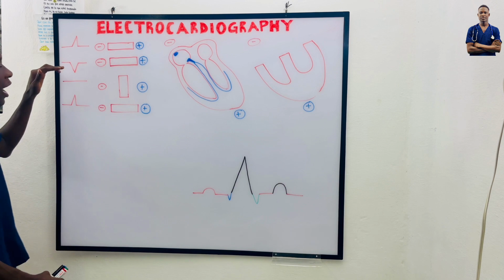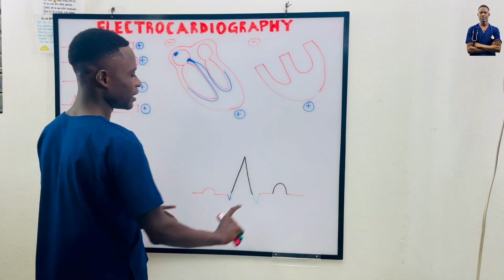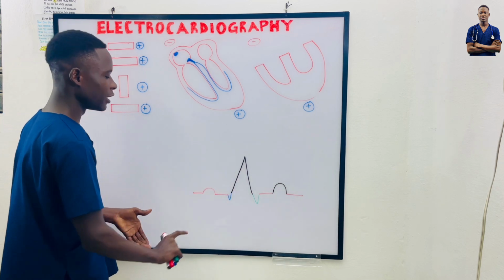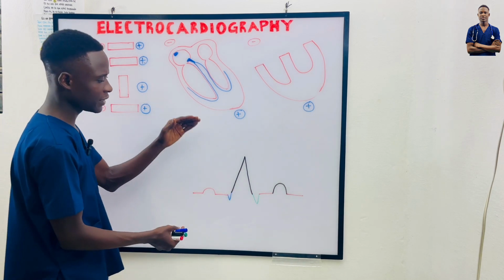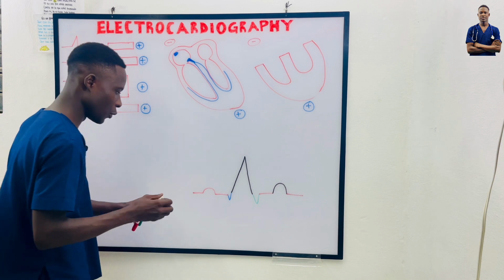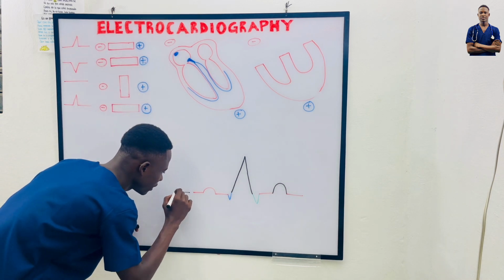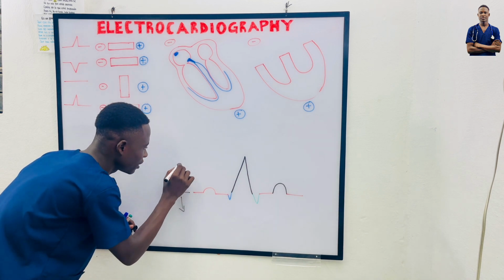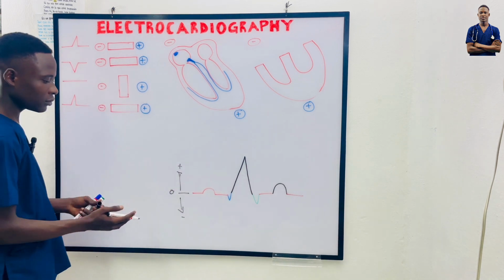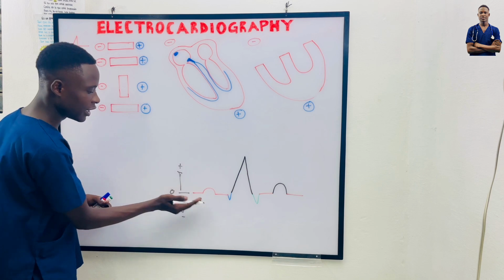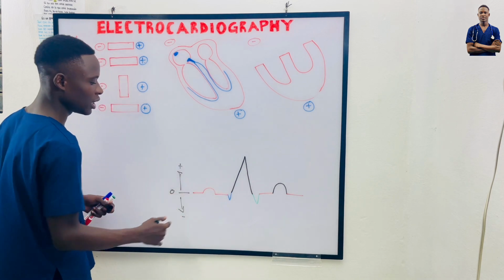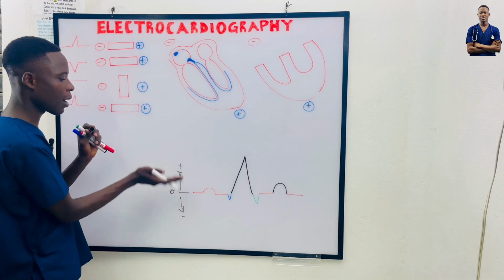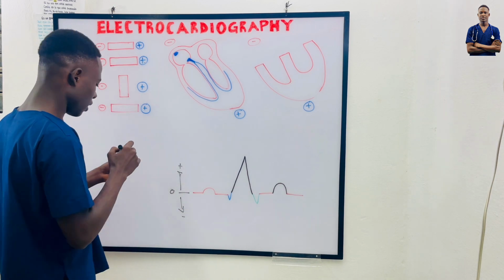If you take the graphical representation of the electrical activity, which is the EKG, we have positive and negative waves. So let's assume this is our 0 degree. From here downwards is the negative, and upward is the positive. So any wave below the isoelectric line is what we record as negative, and anything upwards is positive.